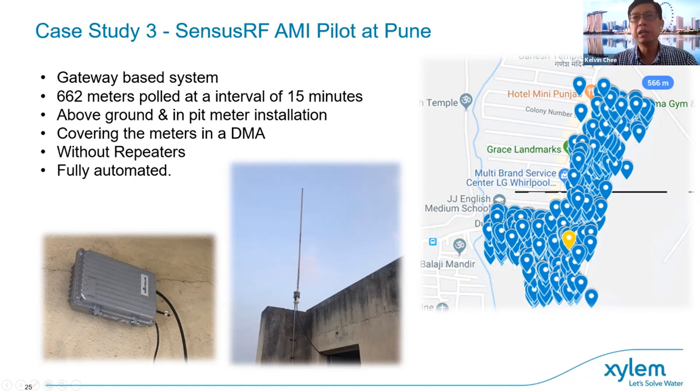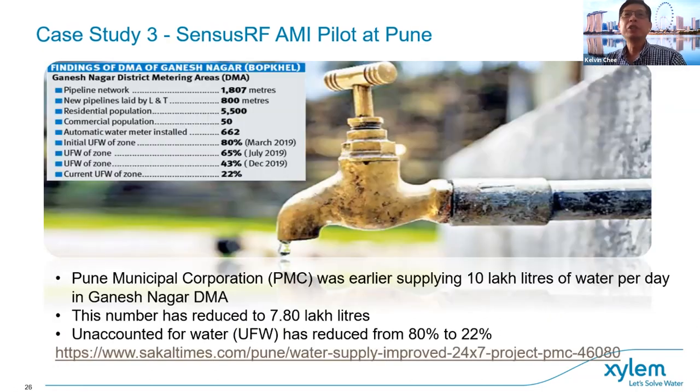And with this fixed network, we are able to do water balancing. We have one meter at the inlet of the DMA, and then we can compare it with the rest of the 662 to do hourly balancing. In fact, 15-minute balancing because of the intermittent water supply. So this is what we get in the end.